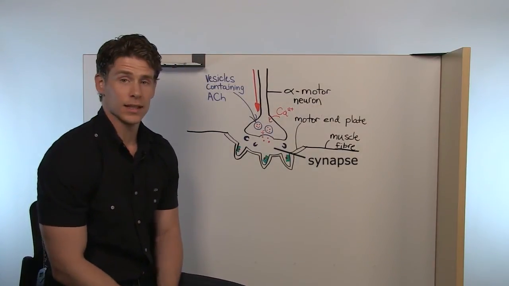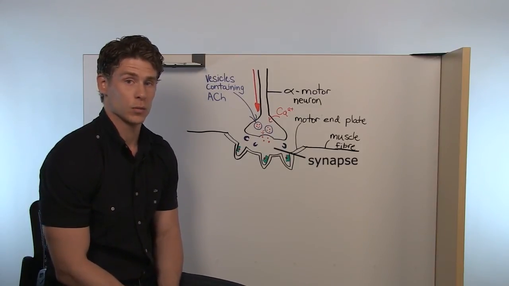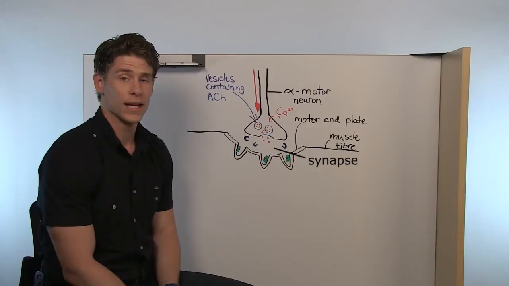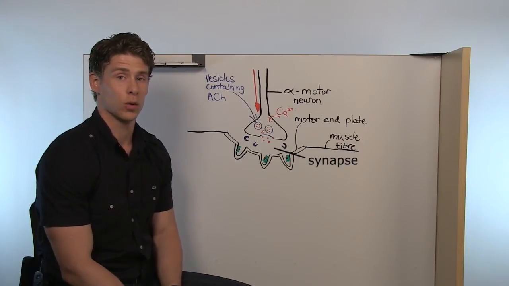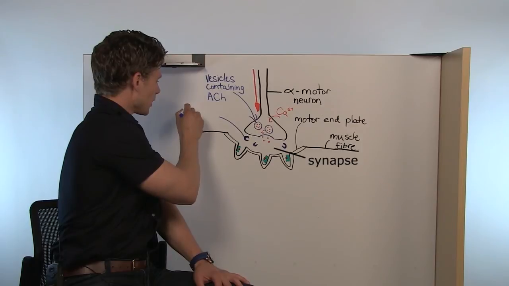Now, what this does is cause an influx of sodium ions into the actual muscle fiber, and this activates an action potential down the length of the muscle fiber. Meanwhile, there are enzymes that are found in the synapse between the axon terminal and the motor end plate called acetylcholine esterase, and they're shown by the blue objects down here.